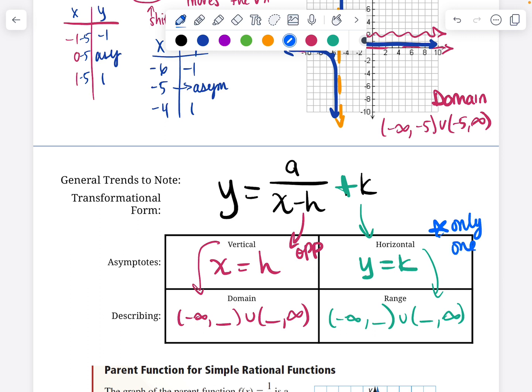There will only be one horizontal asymptote. That's it, one of them. No more, no less. But there will be at least one vertical asymptote. There could be more. We probably aren't going to get into too many situations where there's more than one, but it can happen. I just wanted you to know that it's possible.